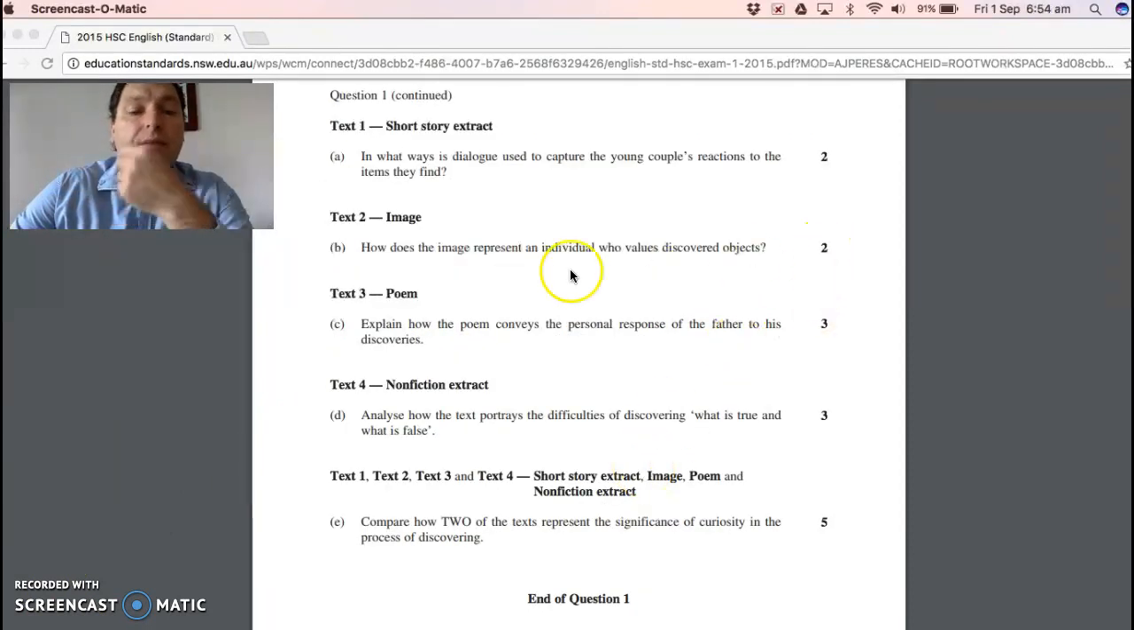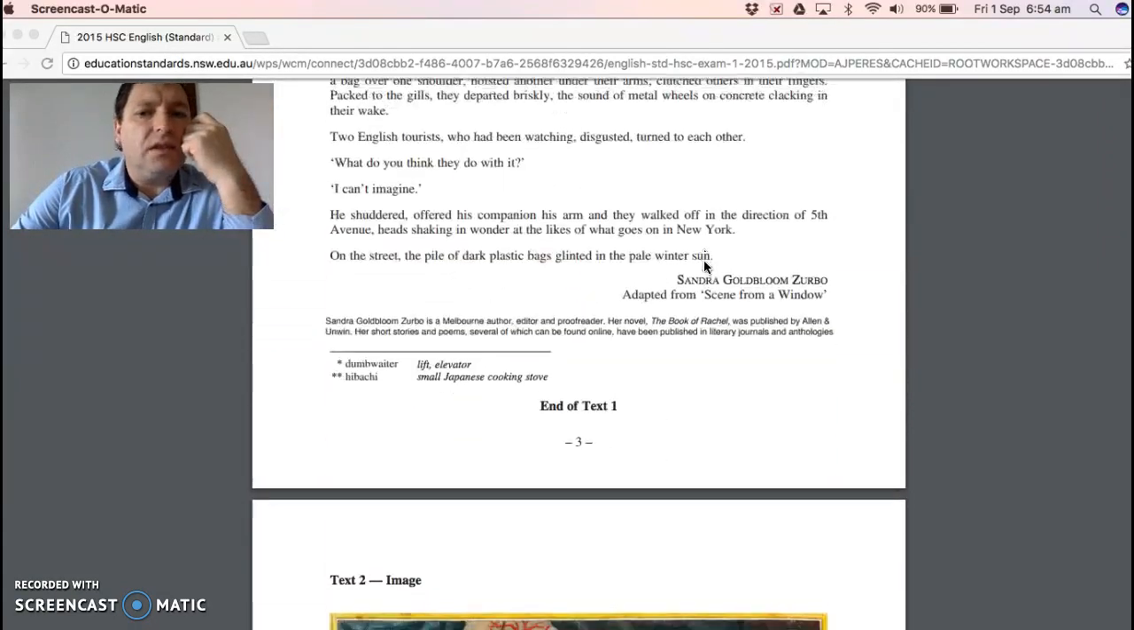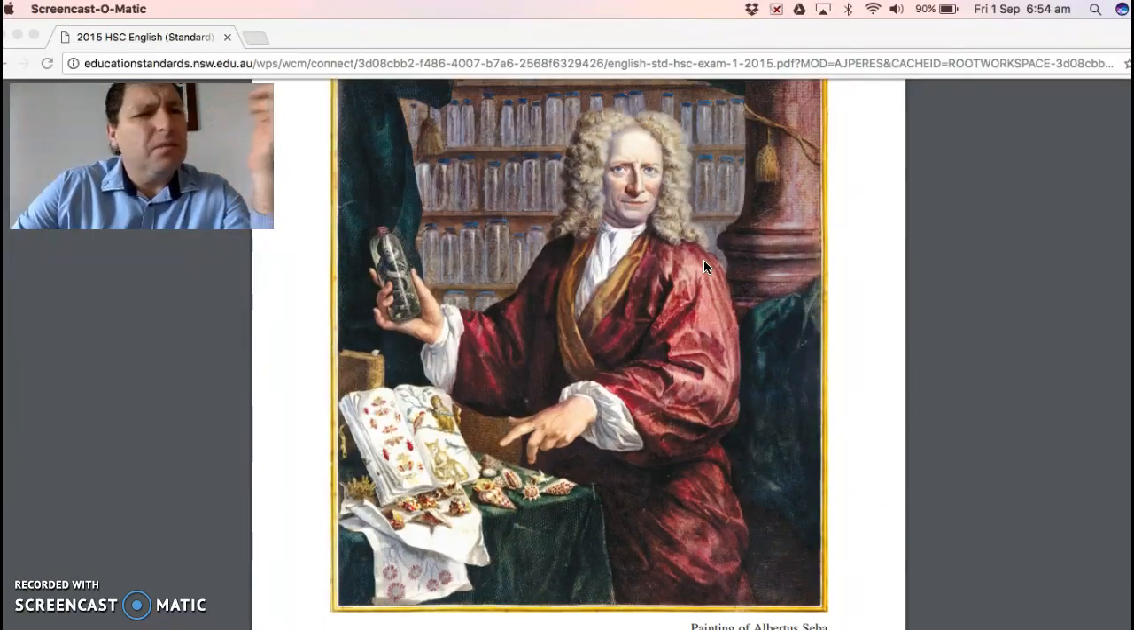Another 2 to get. How does this image represent an individual who values discovered objects? The word "values" I'd highlight. "How" means technique. So, representation of an individual who values, and discovered objects, not discovery, discovered objects. So you're going to make sure that the question is clearly defined. 2 things I'd find, and I'd analyse those 2 things. So let's have a look here. This is a pretty good one.